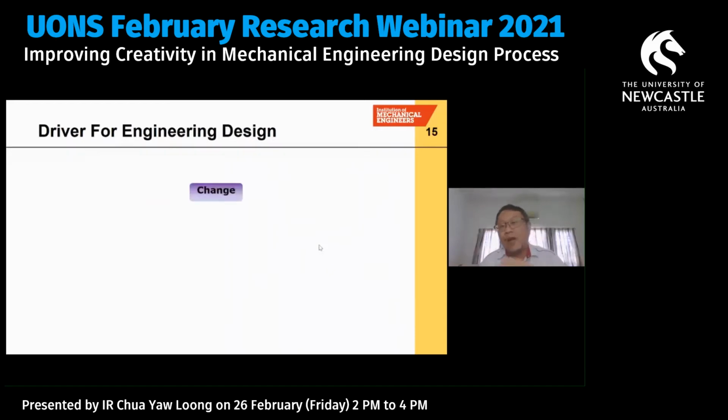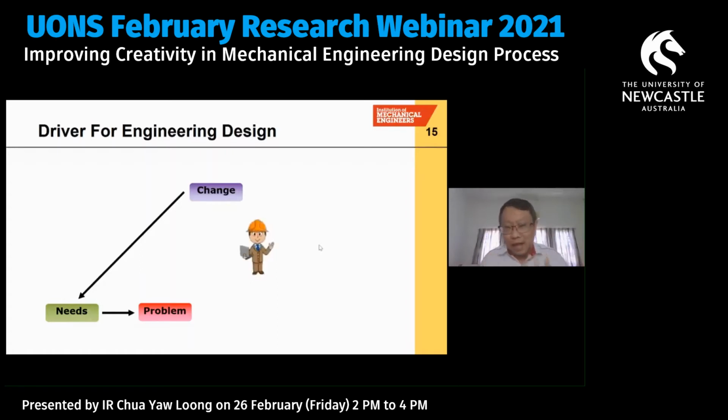Now, drivers for engineering design. Why do you see all this kind of engineering design? It's basically the changes that happen around the world or around the environment, around our surroundings, that drive a lot of engineering designs here. These kinds of changes that happen will actually give rise to new needs. New needs means that now we have a new problem that we need to solve. And as I mentioned earlier in my first slide, who are the engineers? For these problems, engineers will actually come in and give their design. They design the solutions, they design the product, design the services to give solutions to the changes.